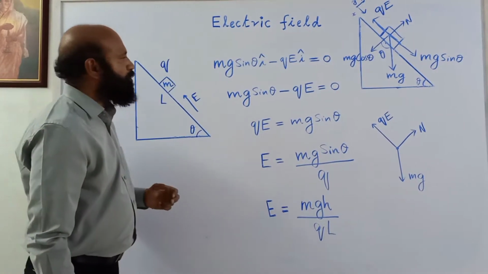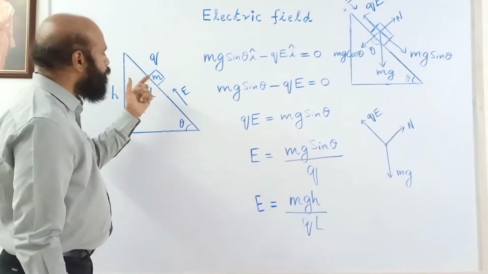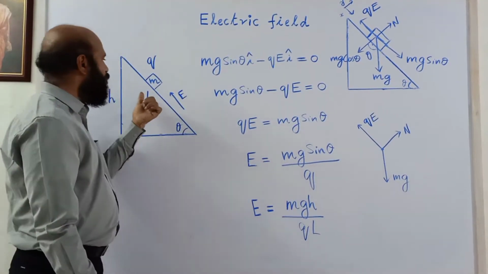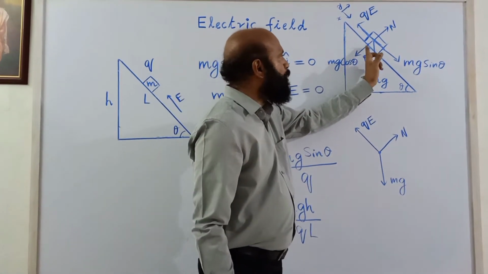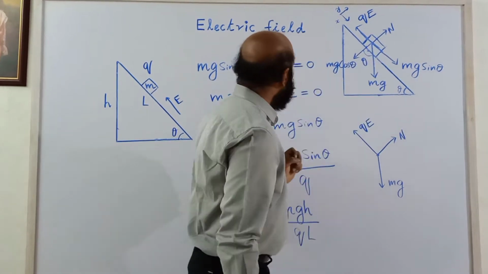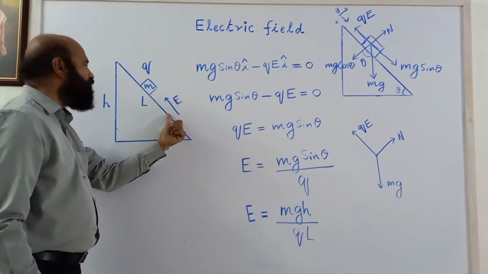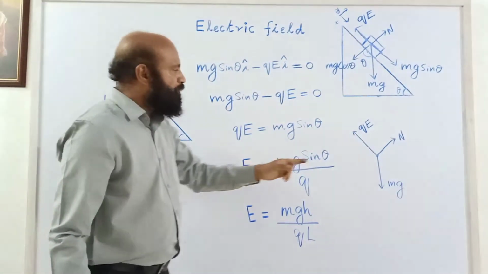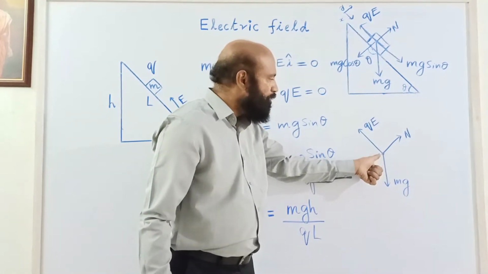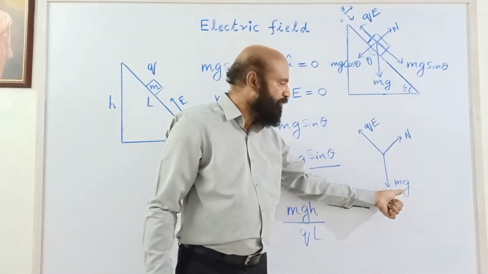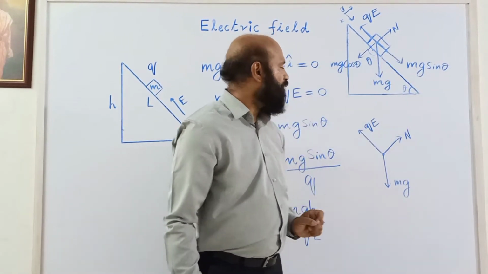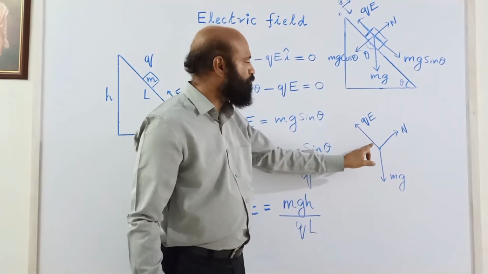Now, let us see the various forces acting on this block. Gravitational force is acting in the downward direction, mg. Then this inclined plane is exerting a normal force in that direction. Then force due to electric field is acting in this direction. Now this is the free body diagram for this. Here, gravitational force is acting in the downward direction, mg. Then normal force is acting along this direction and the force due to electric field is acting along this direction.